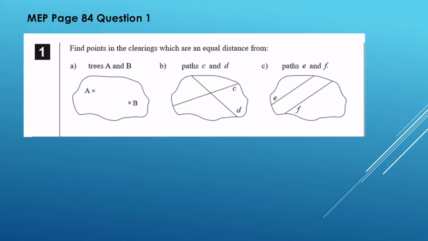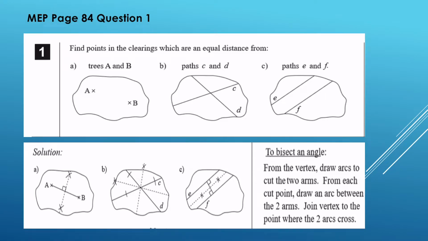The solution for this question is as follows. To find the points that are an equal distance from both points A and B within this space, you have to first join points A and B like this, and then find the middle point here. So if A and B measures, for example, 4 centimeter, the middle would be 2 centimeter.